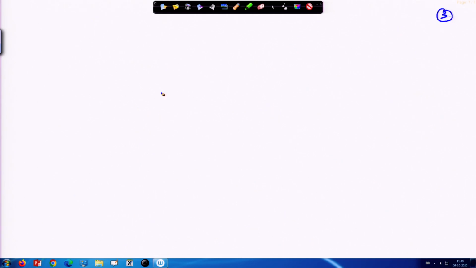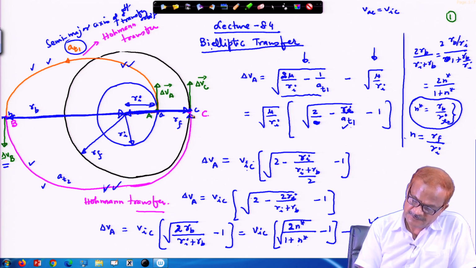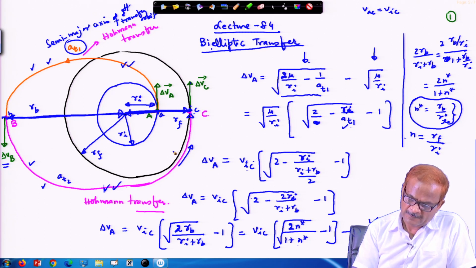Okay. The last point is C. At C, once the satellite reaches here in this orbit by coasting from this place to this place, at this point an impulse is required. So, at this impulse, the energy is higher in which one?